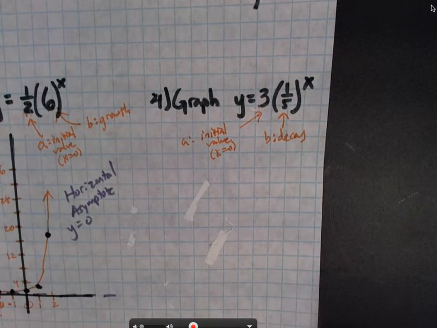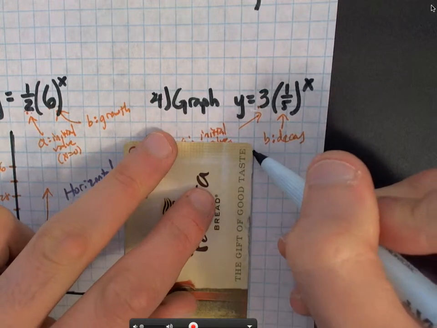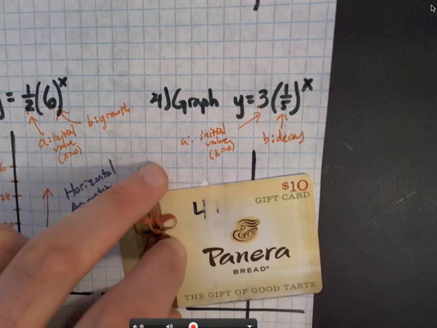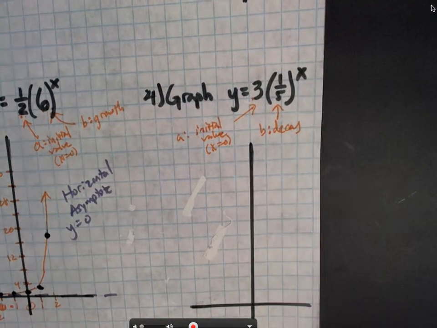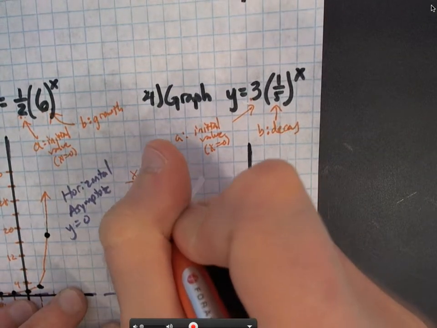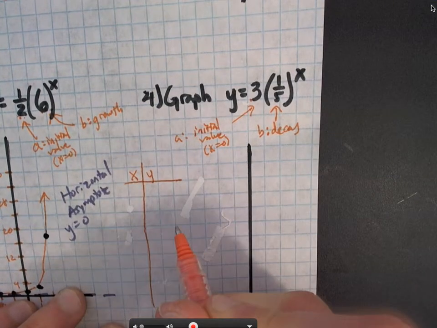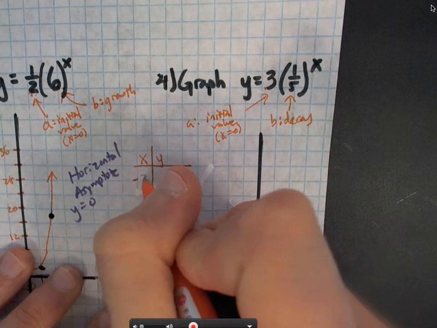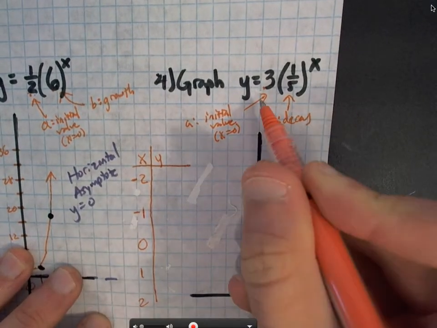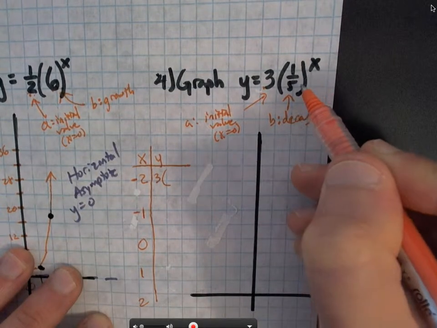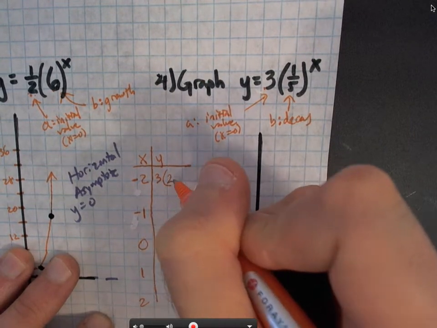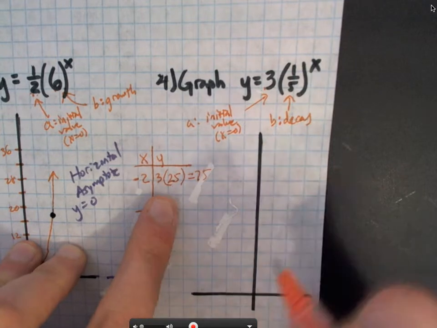So let's go ahead and draw our graph here. Okay, again, let's do a t-chart. X and y. Okay, so let's do -2, -1, 0, 1, and 2. Give myself some space here. So we're going to have 3 times 1/5 to the -2. We already calculated that: 1/5 to the -2 was 25. So 3 times 25 is going to be 75.